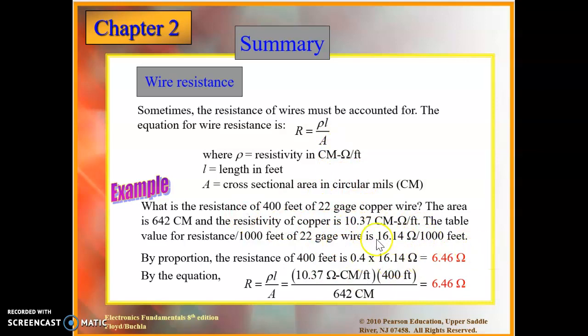They use it by proportionals, and they use it with the equations. So based on that, this will be the resistivity, we have the length of the wire, and we have the cross-sectional area of it, so we can successfully find it.